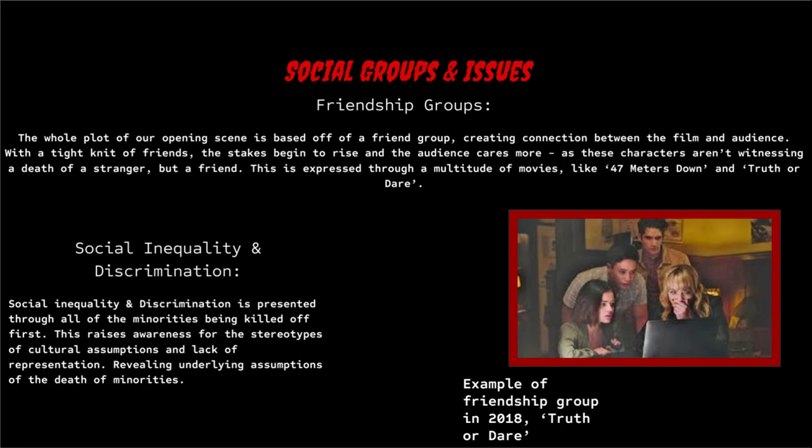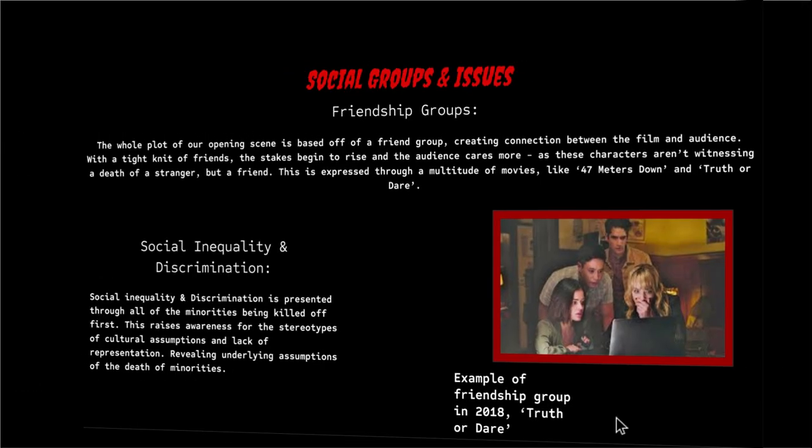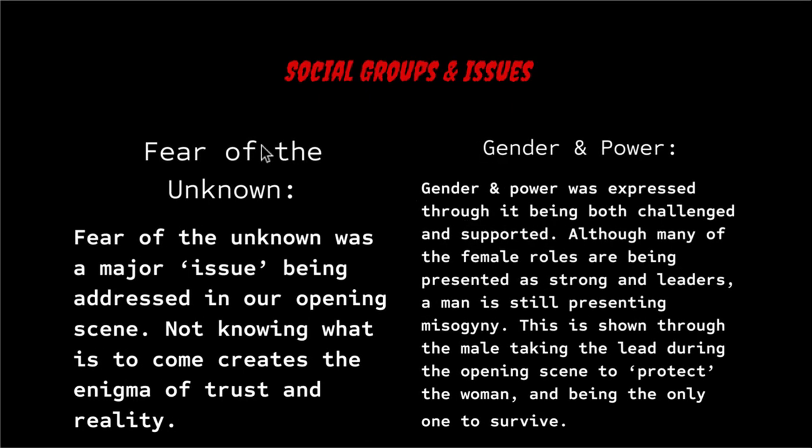The usage of social inequality and discrimination was expressed through the death of all the minorities being first. This really helped raise an awareness for the stereotypes of cultural assumptions and lack of representation. Another social group and issue that we discussed was fear of the unknown. Not knowing what is to come creates an enigma of trust and reality, and it really creates just connection from the audience to the film.